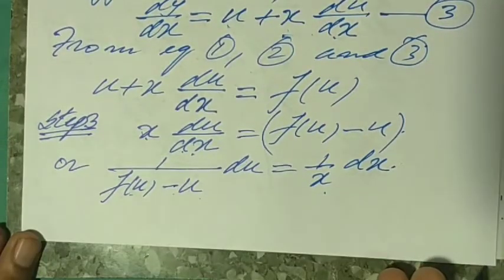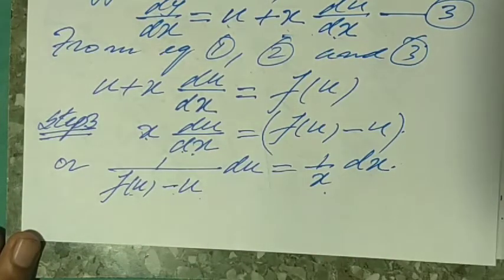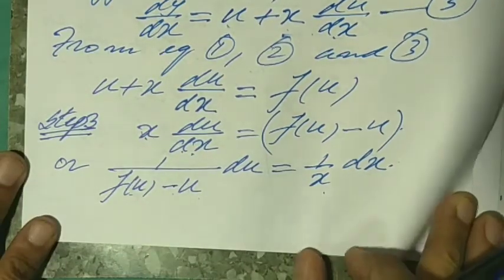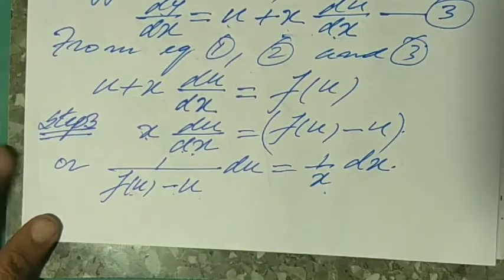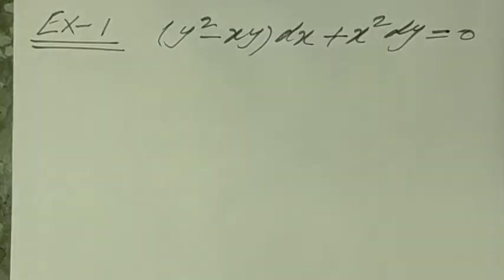It is a variable separable form, so further procedure is carried out as for variable separable form. That means we have to integrate both sides and we have to find the required solution of the differential equation. But remember, at last you will have to replace u by y upon x. Now let's discuss some of the examples.